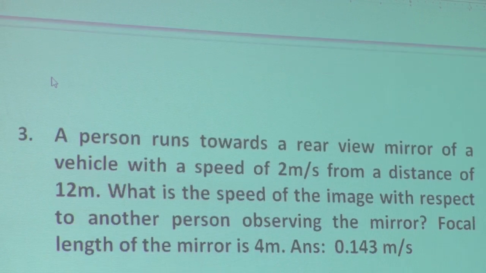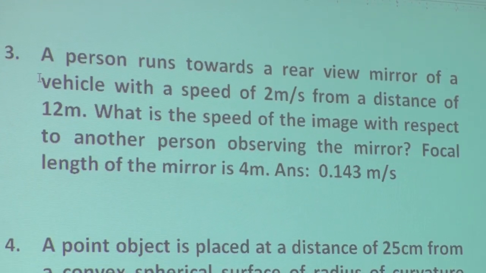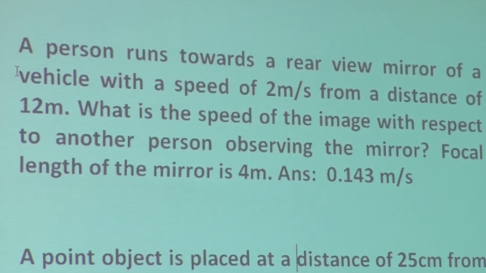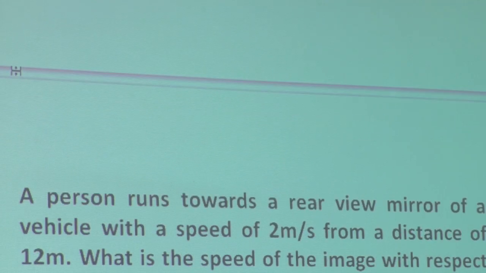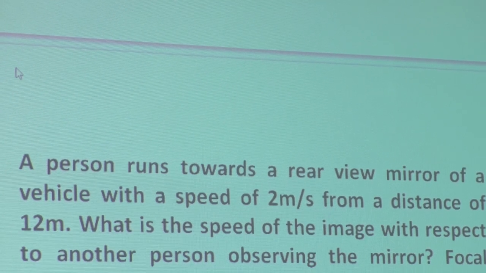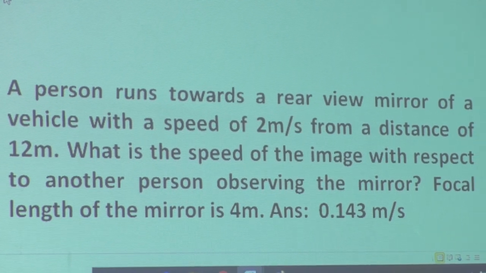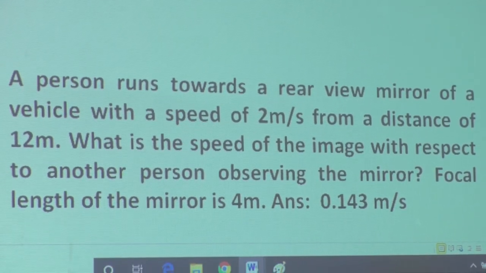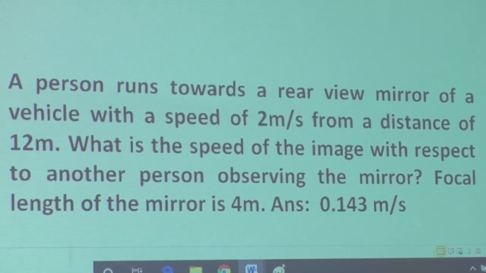Now how to solve this one? A person runs towards a rear view mirror. The question itself has run away. Yeah, now you can see it. A person runs towards a rear view mirror. You know which is rear view mirror? It is a convex mirror of a vehicle, with a speed of 2 meter per second from a distance of 12 meters. So you are at a distance of 12 meter from the rear view mirror of a car, say.